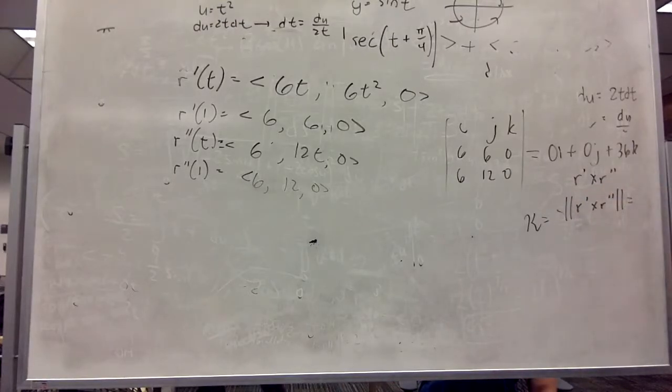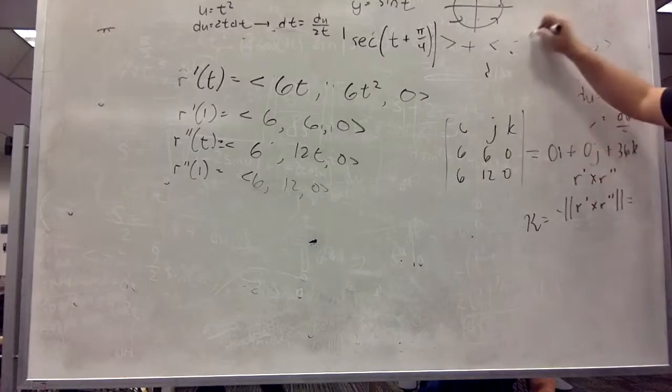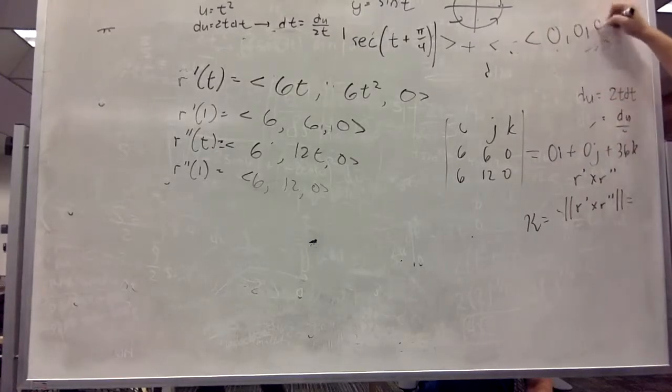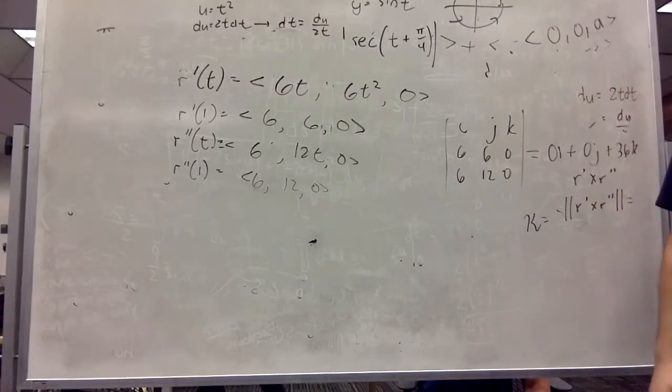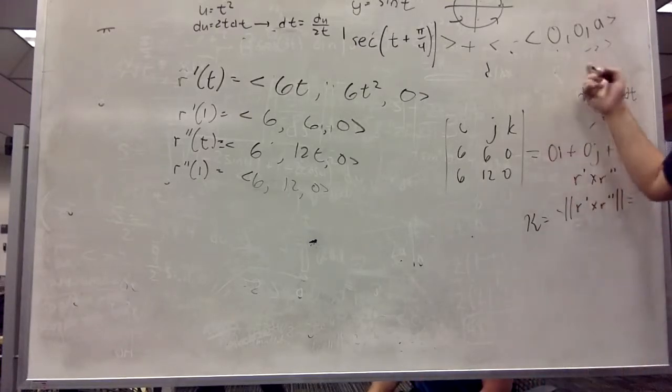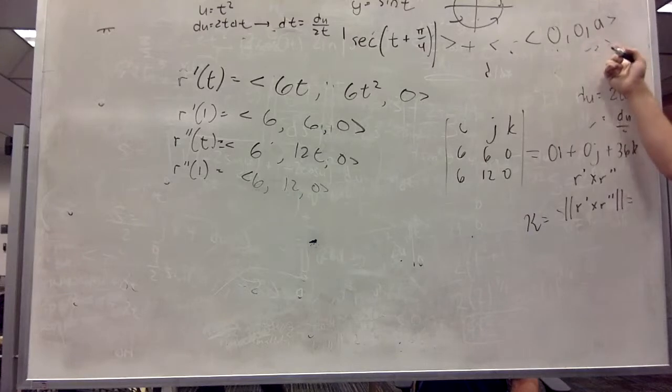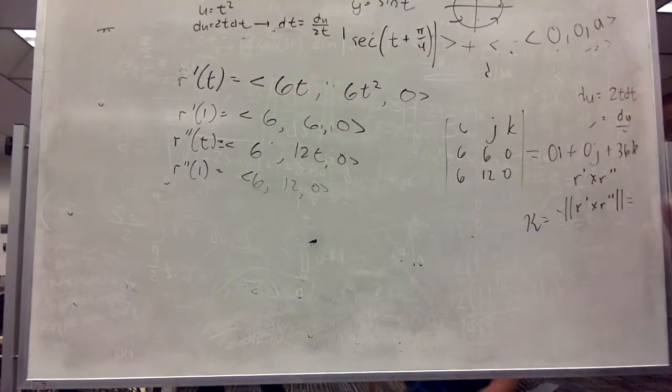Fun fact, what is the magnitude of the vector 0, 0, a? Actually, technically, the absolute value of a, because a could be negative, right? If it was 0, 0, negative 3, the magnitude wouldn't be negative 3, but positive 3. But yeah, it's just the number. This is going to be 36, right?